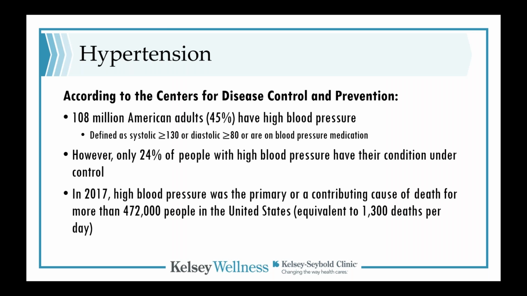So one of the medical conditions called hypertension, according to the CDC, about 108 million American adults have what's considered high blood pressure. It's defined as a top systolic blood pressure reading of over 130, over the bottom diastolic number being greater than or equal to 80. However, only 24% of people with high blood pressure have their condition under control. In 2017, high blood pressure was the primary or contributing cause of death for almost 470,000 people in the U.S., which is equivalent to 1,300 deaths per day, which is obviously a high amount, and we need to do a better job of getting that under control.